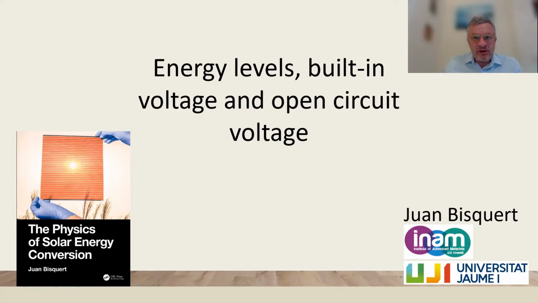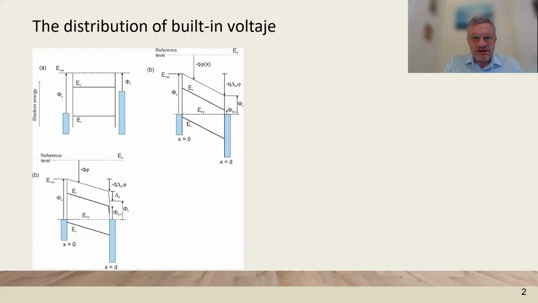Energy levels, built-in voltage, and open circuit voltage. When we make a solar cell, we use a semiconductor absorber and attach selective contacts, which is a material with a large work function and another one with a low work function that will make the contact to electrons and holes.